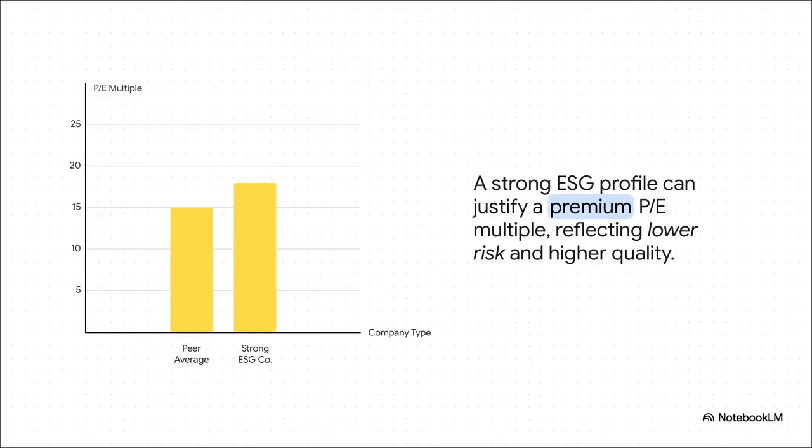And here's what that looks like in numbers. If the rest of the industry is trading at a PE of, say, 15, our company with that awesome water management might deserve a multiple of 18. And you can see this isn't some fluffy, feel-good thing. It's a direct reflection of lower risk and what you expect to be higher quality, more sustainable earnings.